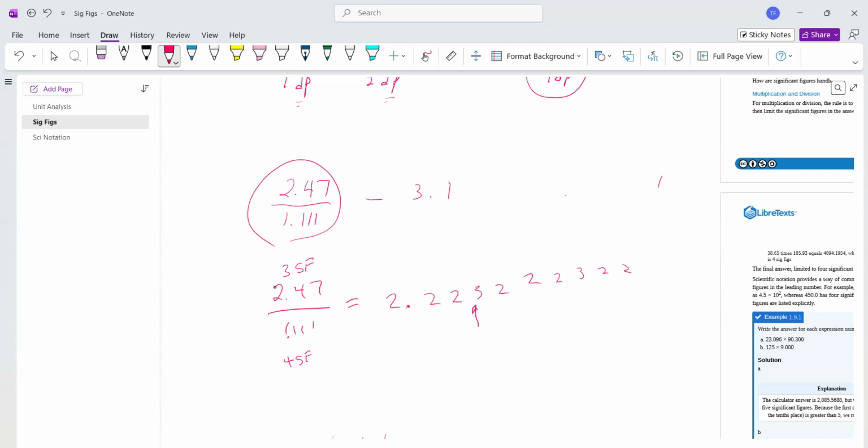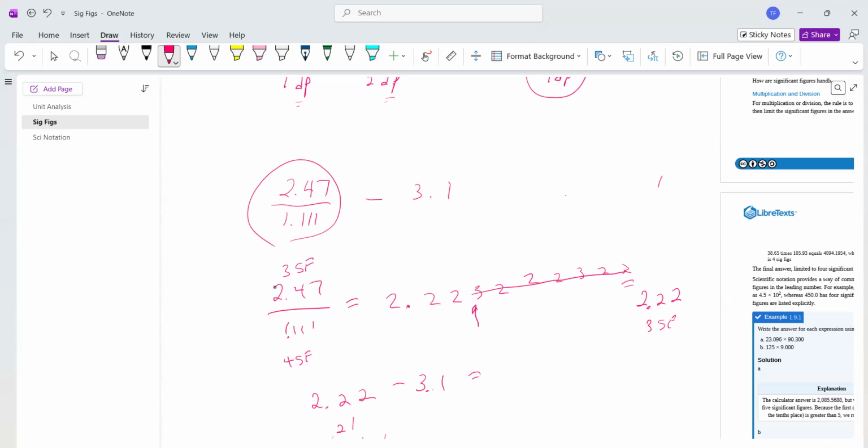That 3 is 0 to 4, so we drop all of this. So our answer is going to be 2.22. This is 3 sig figs. We're going to continue this problem now, minus the 3.1.